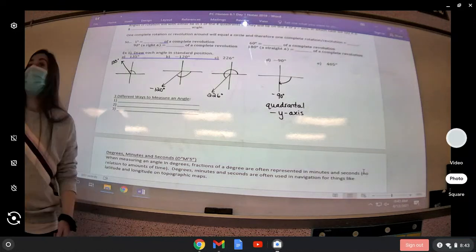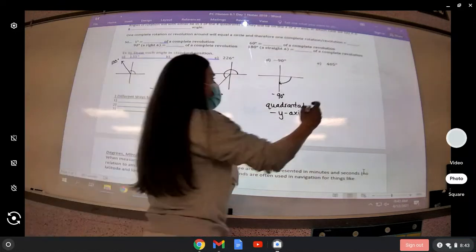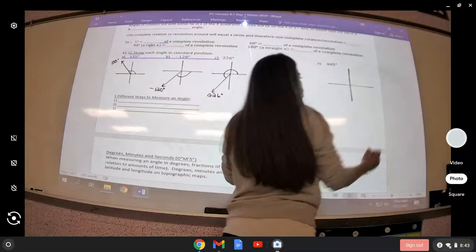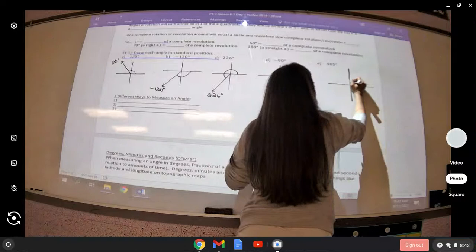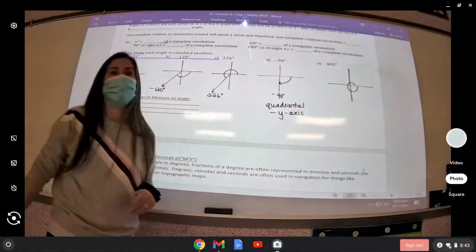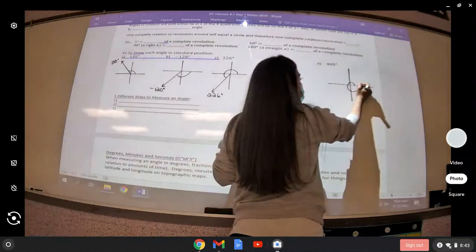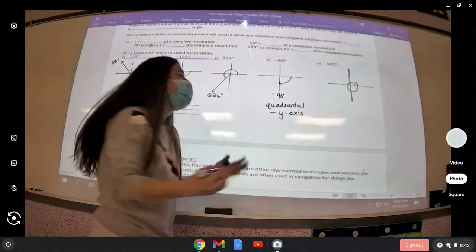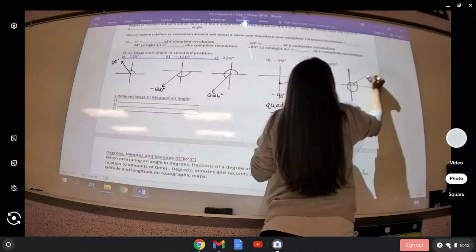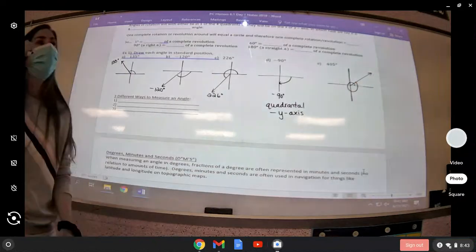All right, and then last, 405 degrees, guys, that's positive. So we want to go counterclockwise, and it's more than one rotation. We got to go all the way around to get to 360. But if I go to the next quadrant, I have 360 plus 90, that would be 450. So I don't want to go all the way through. I want to stop somewhere in quadrant 1 again.